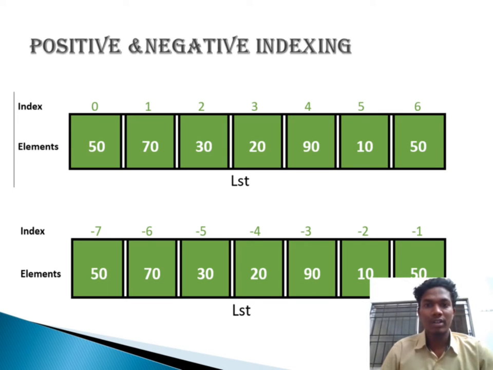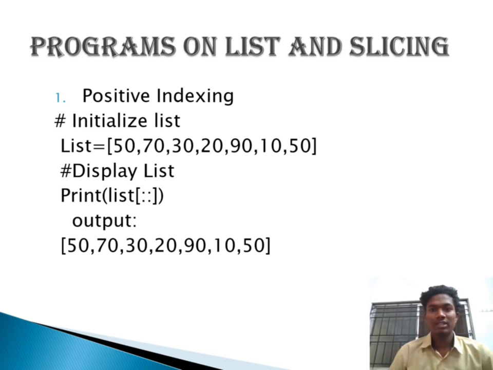Here we discuss negative indexing. Negative indexing starts from last to first. Here we take 7 elements. The indexing of each member is given as, elements from last to first: 50 index minus 7, 70 index minus 6, 30 index minus 5, 20 index minus 4, 90 index minus 3, 10 index minus 2, 50 index minus 1.